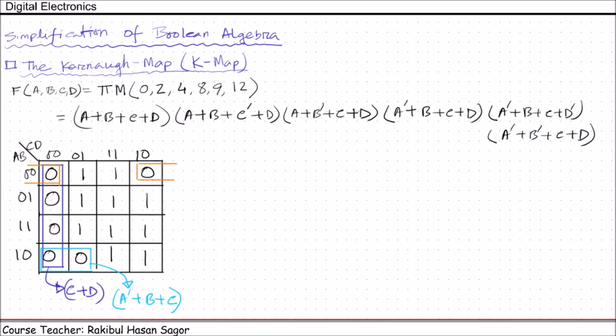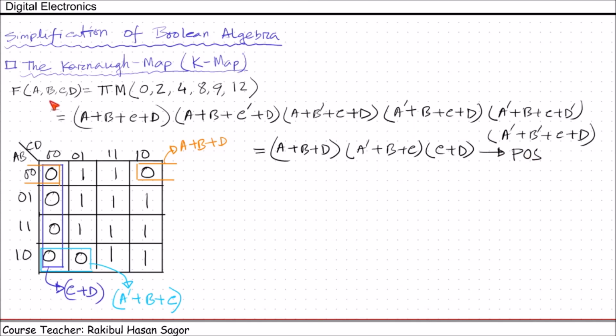Now let us name this orange box. A equals to 0, B equals to 0, so A plus B. C equals to 0, C equals to 1, ignore C. D equals to 0, D equals to 0, so write plus D. So the simplified version of this function becomes (A plus B plus D) multiplied with (A prime plus B plus C) multiplied with (C plus D). This is the function expressed in POS form.